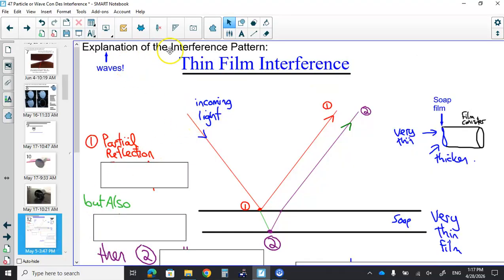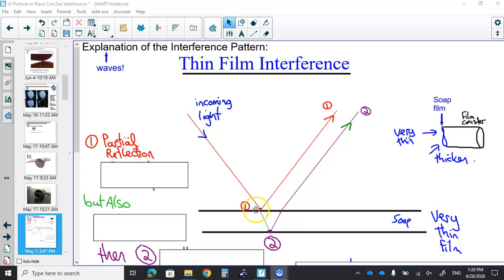So this is the explanation with a wave model, right? So we've got this thin film that's super thin at the top and it bulges thicker at the bottom as the soap film collects at the bottom. So we're going to talk about a ray of light coming in, and actually we want to think of this more so as light coming straight in and bouncing straight out, but I draw it on an angle just to make it a lot easier to visualize.